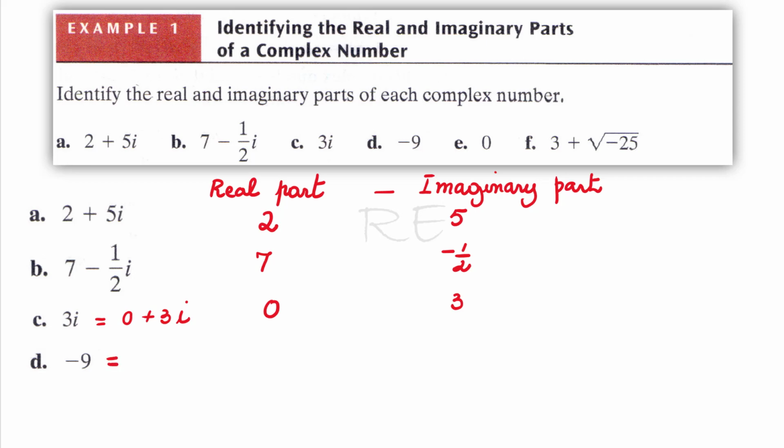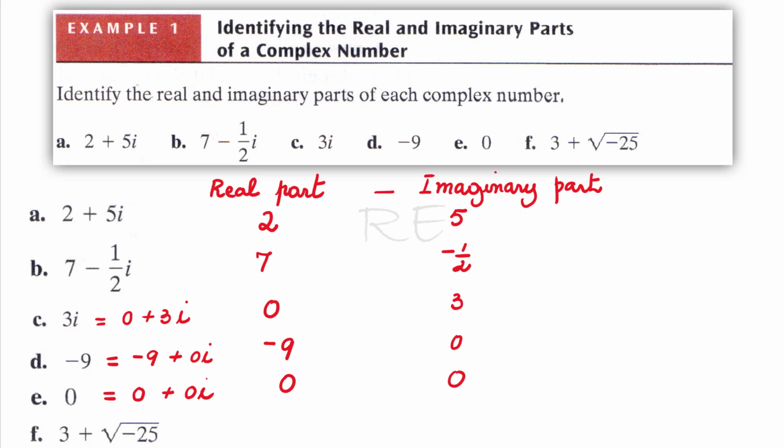-9 can be written as -9 plus 0i. The real part is -9. The imaginary part is 0, so integers are complex numbers. 0 is 0 plus 0i. The real part is 0. The imaginary part is 0.